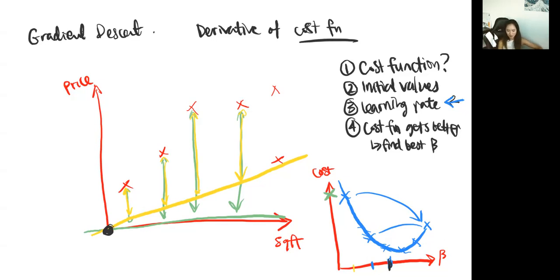But learning rate is one of the more important components of gradient descent because it determines the speed of the descent of your gradient and also how it figures out what the best parameters are.